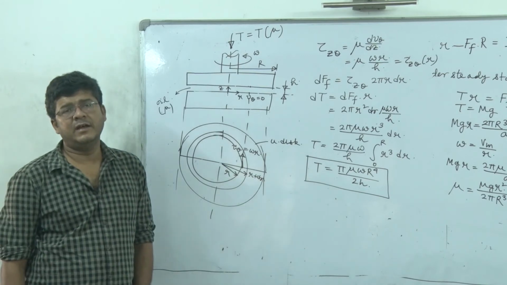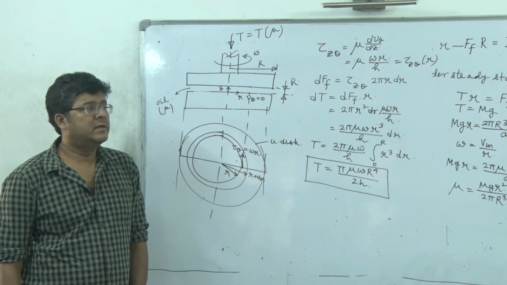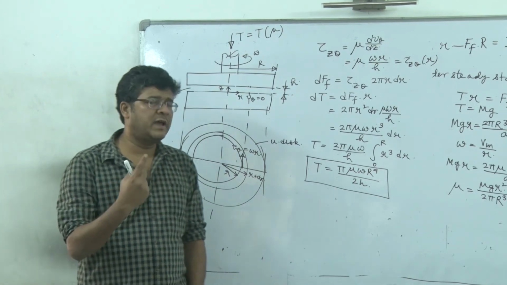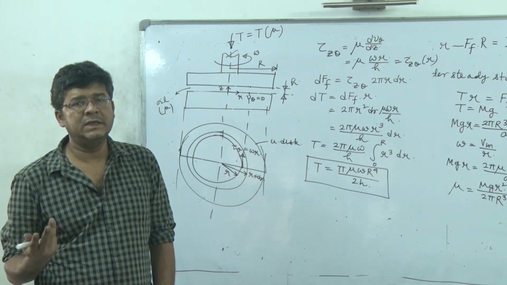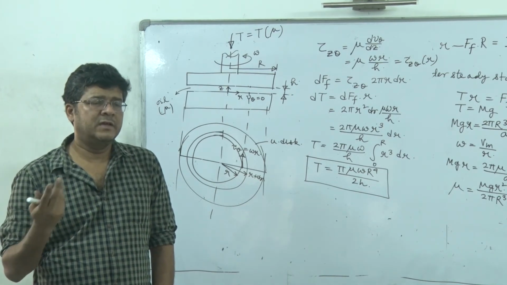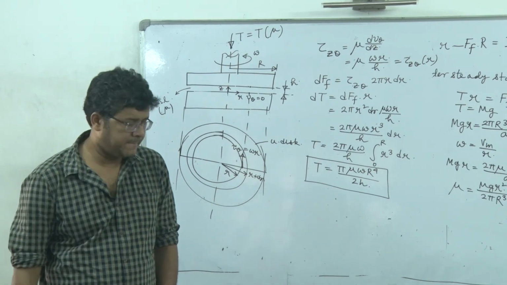And this linear velocity profile type flow is called Couette flow, right? So Couette flow means the respective velocity profile is linear.